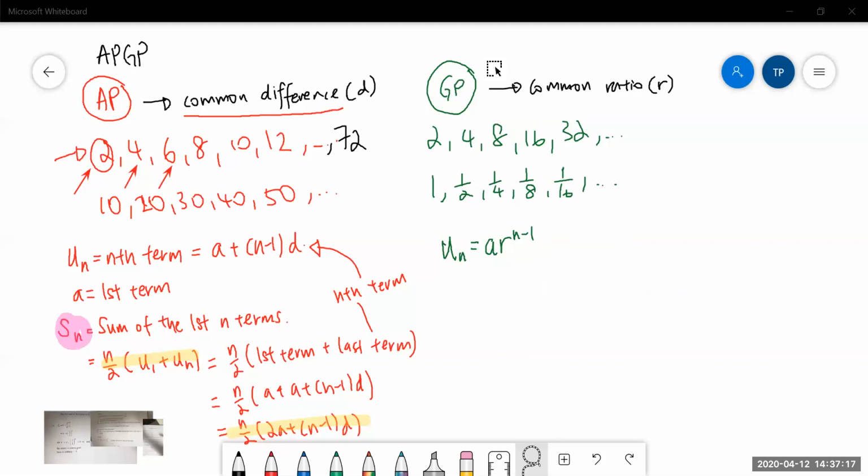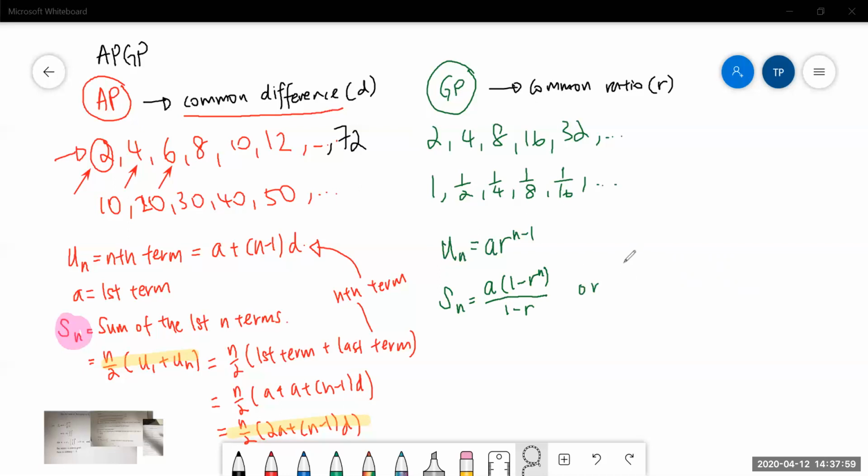What about to find the Sn then? You want to find the sum of the first n terms. What's the formula to do that? The formula is a(1 minus r to the power of n) over 1 minus r. I repeat, it's a bracket 1 minus r to the power of n, over 1 minus r. Your school will give you something like that.